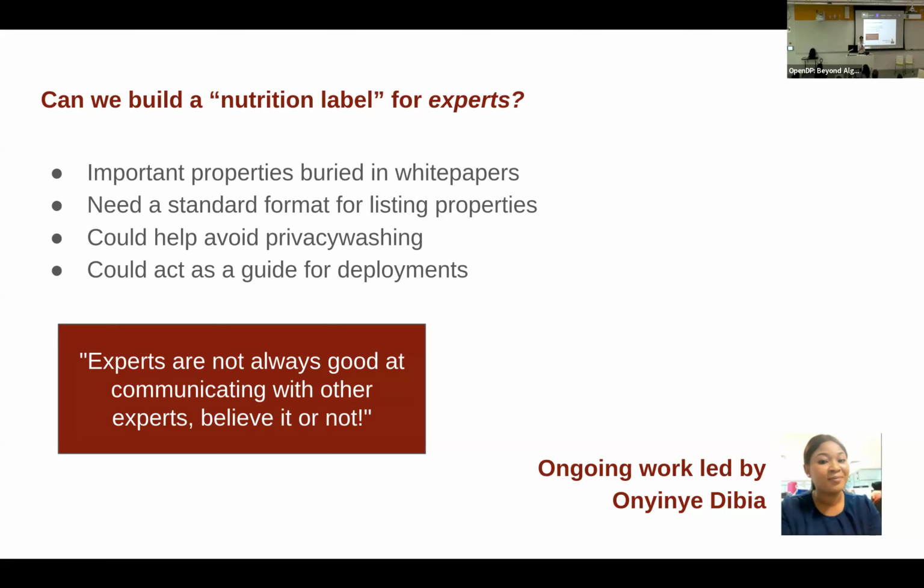So can we build something for experts that's a structural thing that says, here's what you should disclose and what you better disclose and how, and make sure everybody has to fill out the whole form? That is kind of our new target, and we're working on writing this up now.